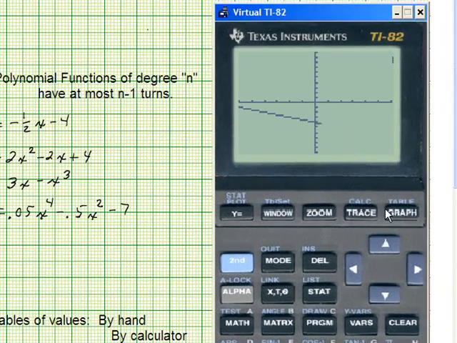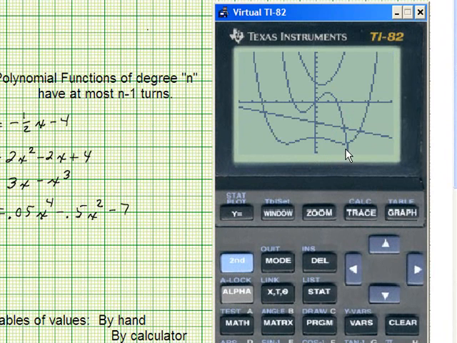Starting off with degree 1, 1 minus 1 turns. Degree 2, 2 minus 1 turns. Degree 3, 3 minus 1 turns. And finally degree 4, it came down like this and made a turn, came up here and turned back down, made a 3rd turn, and then went on up to infinity.